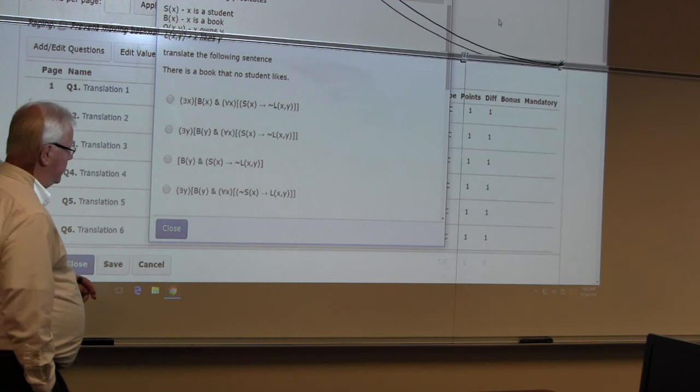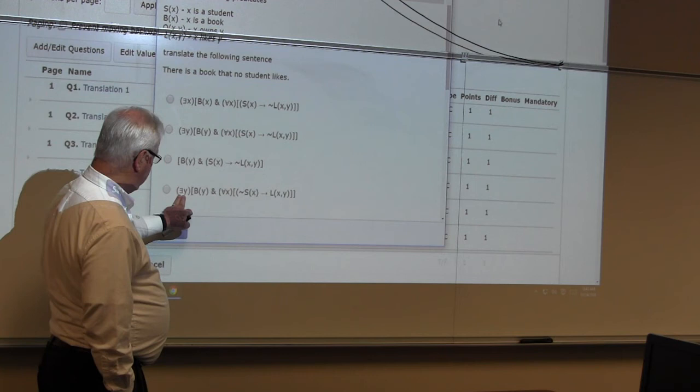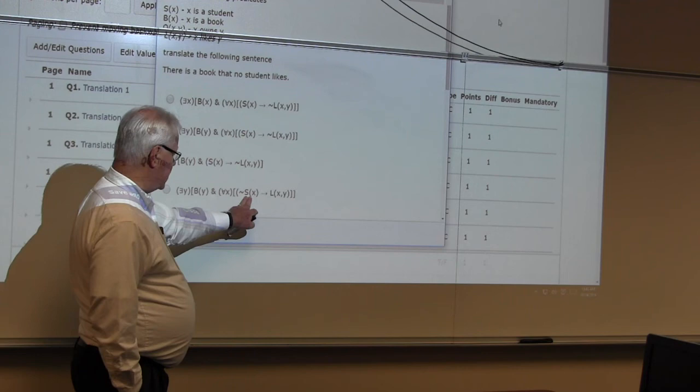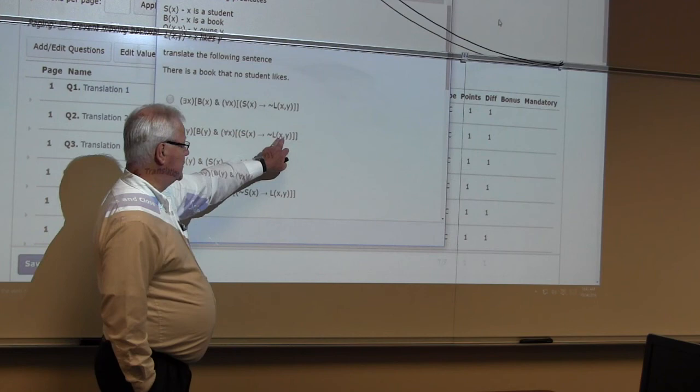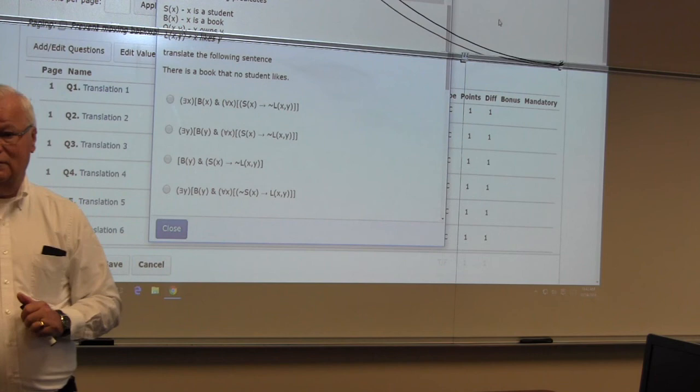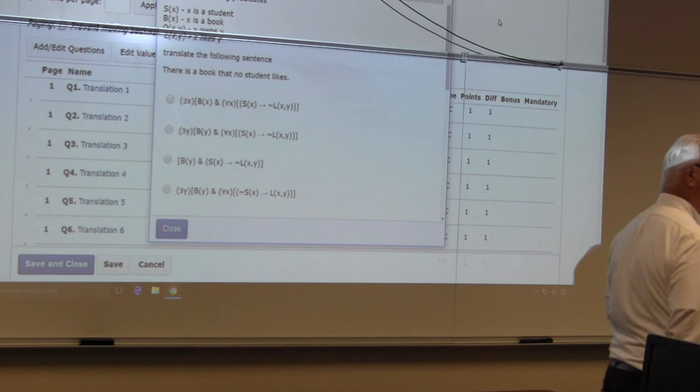Down here, we didn't do a for each or for all. Down here, there exists a Y where Y is a book, and for all X, where X is not a student, oh, maybe X is a car, right? This is not going to give us this. So this is the one. All right. For all students, they don't like that book. That's another way of saying no students do like the book, right? Any questions on that one? It's getting a little more awkward, isn't it?